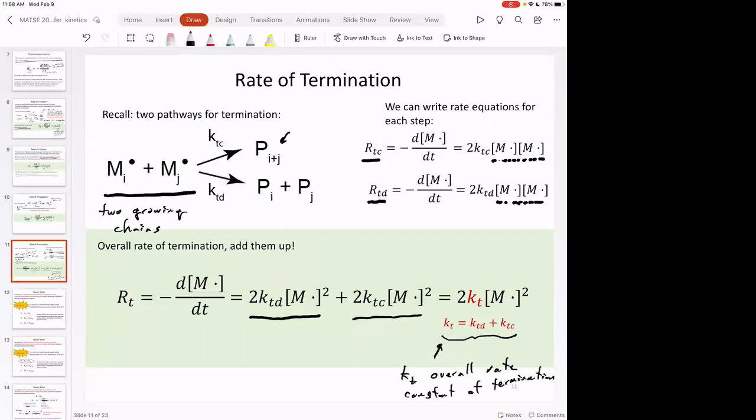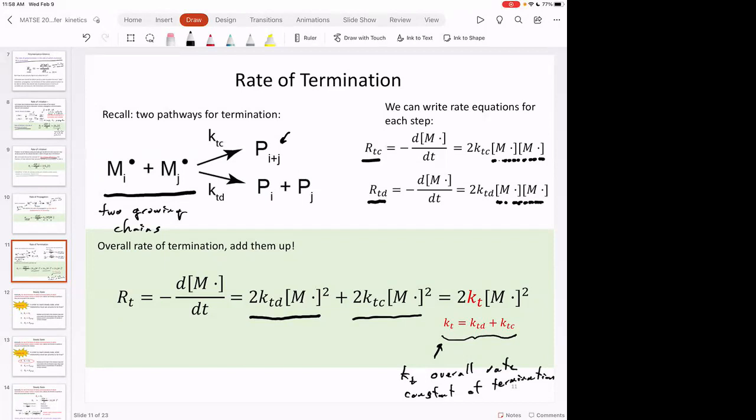So if I tell you that all of termination is dominated by combination, you know that k_t equals k_tc, and then disproportionation is 0. That's a lot of t's and c's and everything else. Make sure you write it down. But the sum of the 2 modes of termination equals the overall termination rate constant. And I will give you a hint as to what mode dominates.